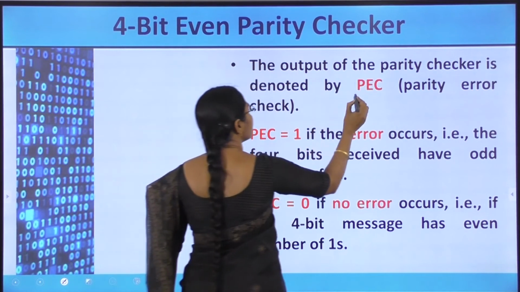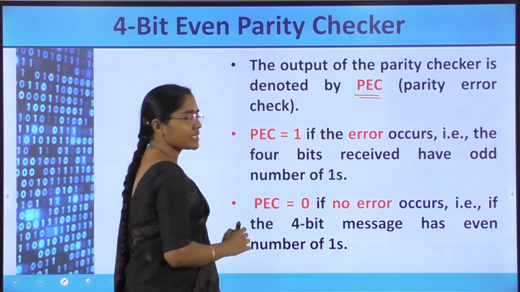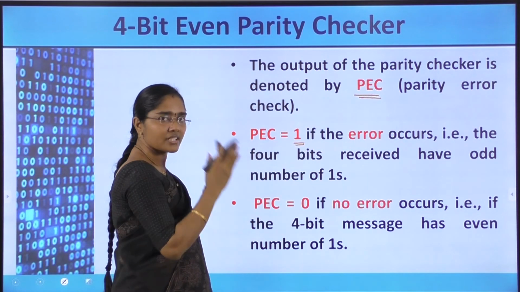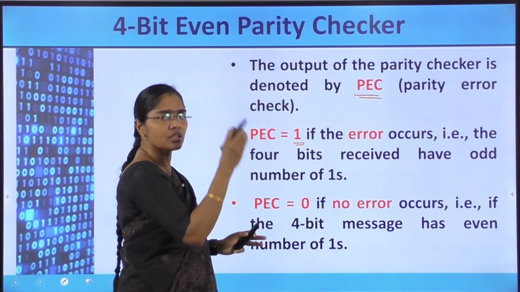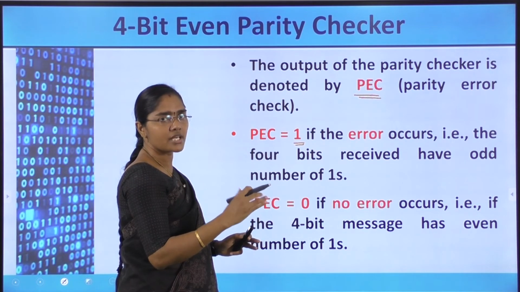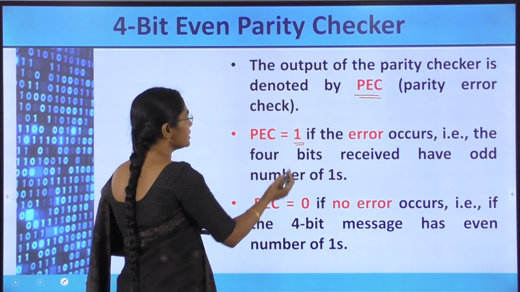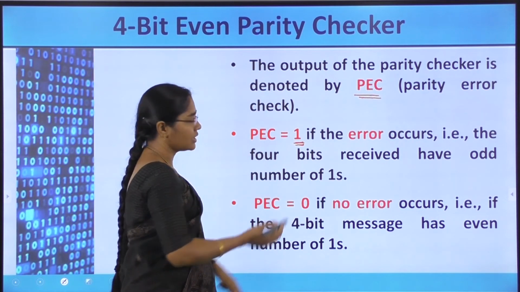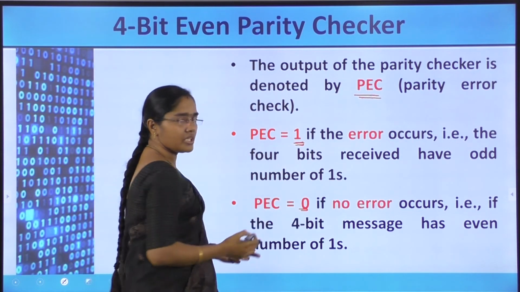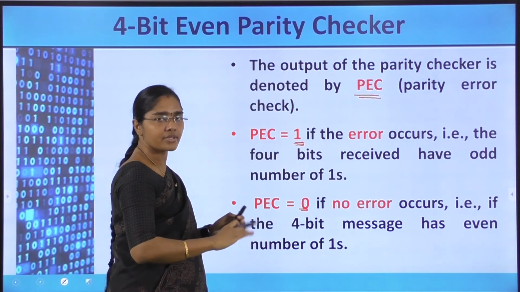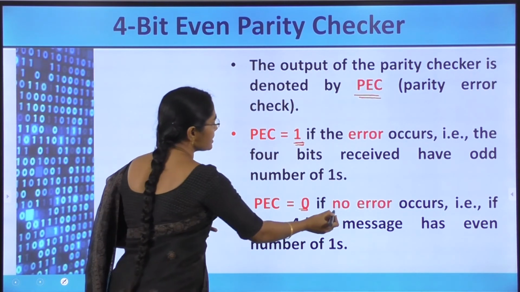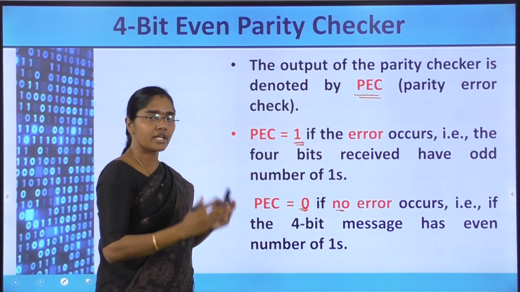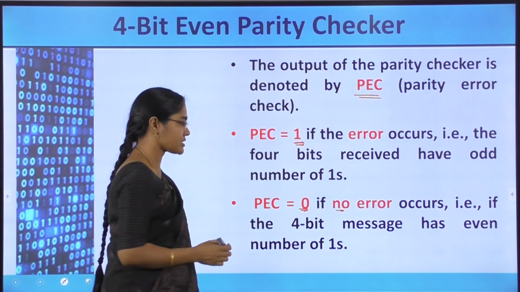The output of the checker is represented as the parity error check, PEC. If PEC is equal to 1, it means an error occurs. That means if the input 4 bits consist of an odd number of ones, then PEC will be 1. If there is no error, meaning the received 4 bits satisfy the even parity itself, then PEC is equal to 0. For no error, 0. For error, 1.